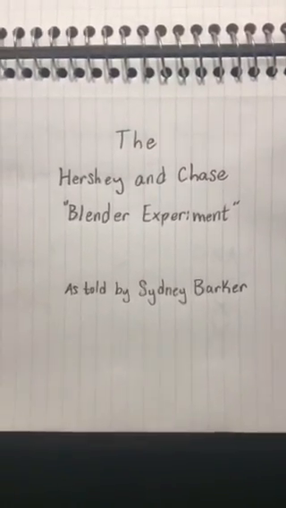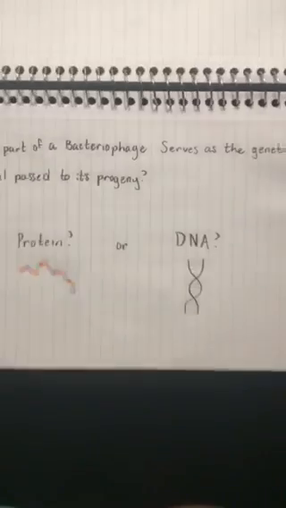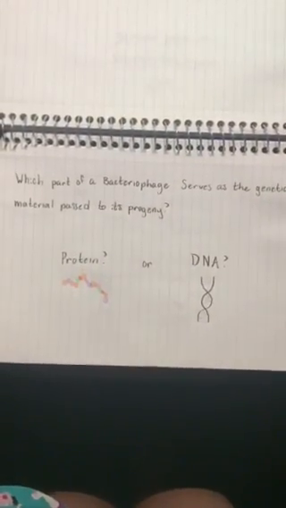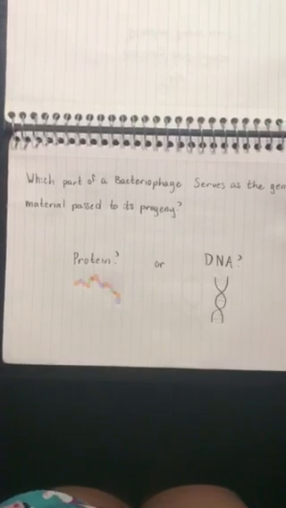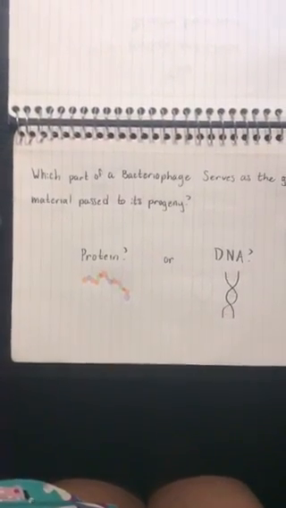The Hershey and Chase blender experiment, as told by Sidney Barker. This experiment was conducted in 1952 in order to find out which part of a bacteriophage served as the genetic material that would be passed on to its progeny.